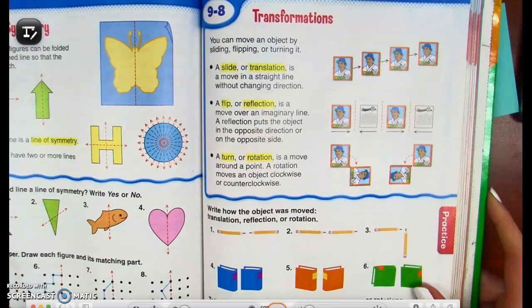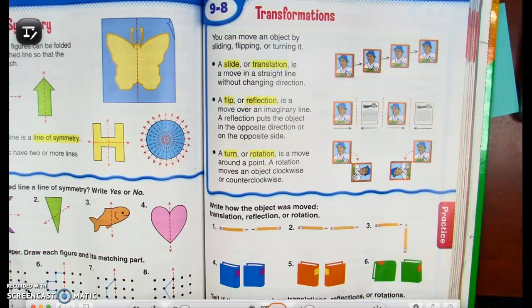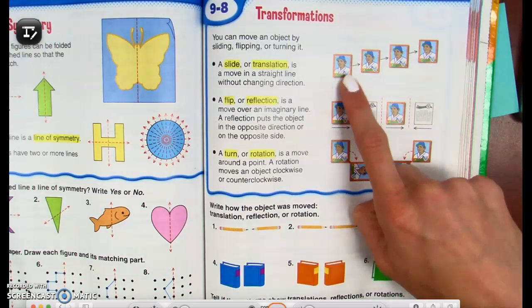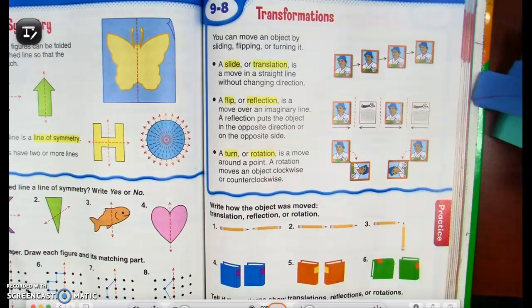Now let's talk about transformations. You can move an object by sliding, flipping, or turning it. So first let's talk about a slide or a translation. It's a move in a straight line without changing direction. So you see the baseball card? It's sliding, but it did not change direction.